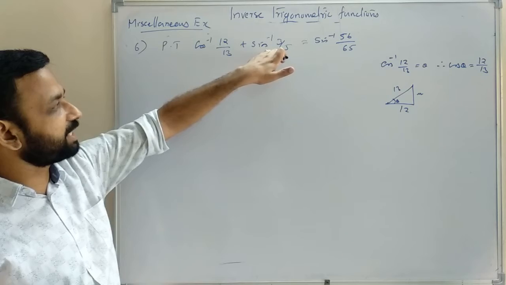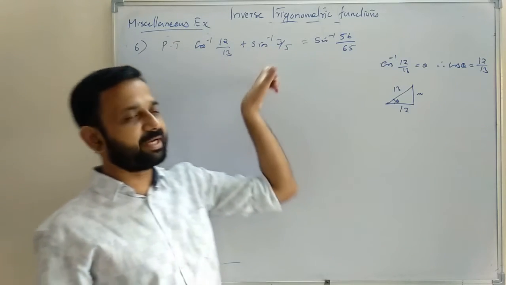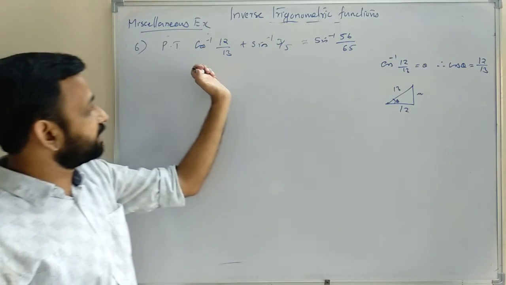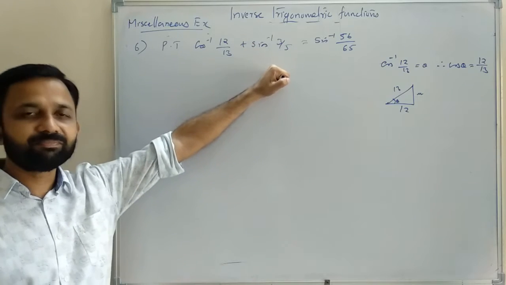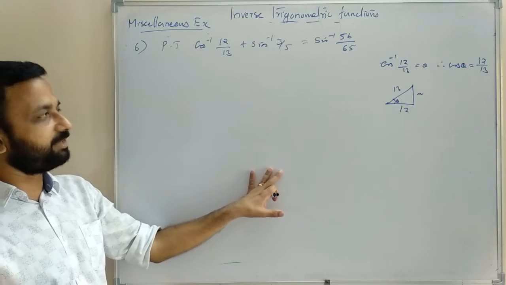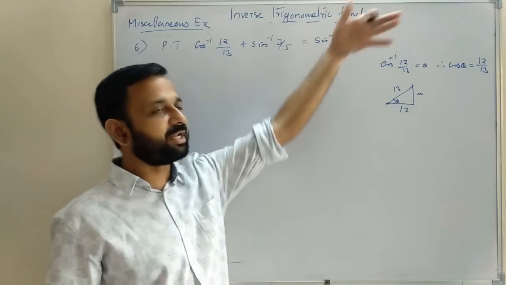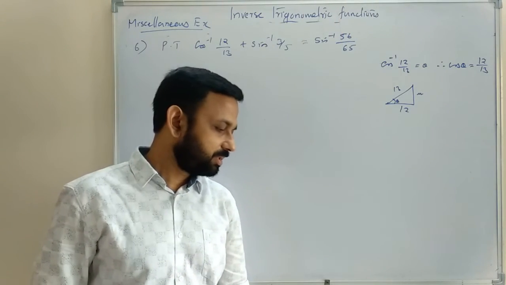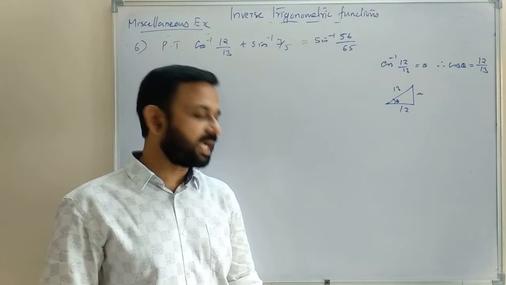And similarly we will convert sin inverse 3 by 5 in terms of tan inverse. Then we will get tan inverse x plus tan inverse y. Then we can apply that formula. So LHS will be in terms of tan inverse. Then that tan inverse we can convert into sin inverse form.